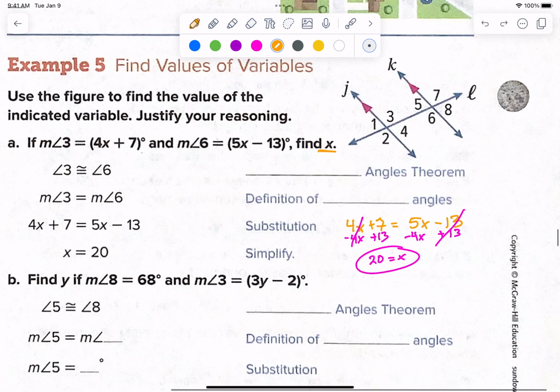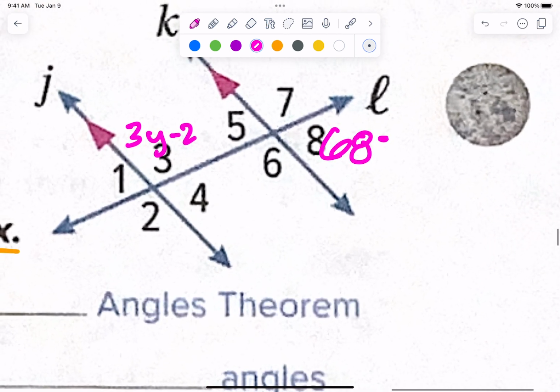That was your question. Okay, part B says they want us to find y, and angle 8 is 68 degrees and angle 3 is 3y minus 2. How do I go from 3 to 8? I don't have an angle pair that goes from 3 to 8. They're supplementary. How do you know? Because if the lines are parallel, 8 can take the spot of 4. What are 8 and 4? They're congruent because they are corresponding. So that's 68.